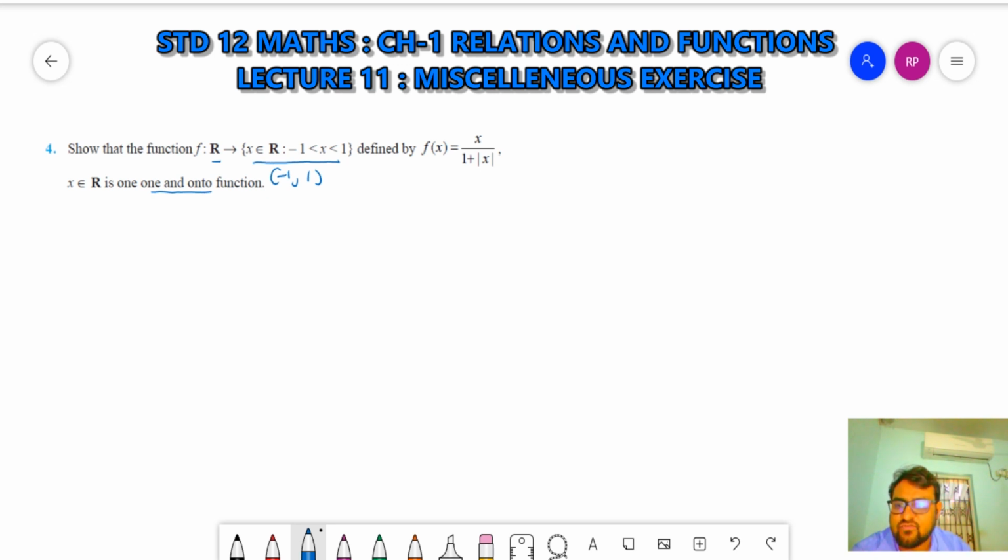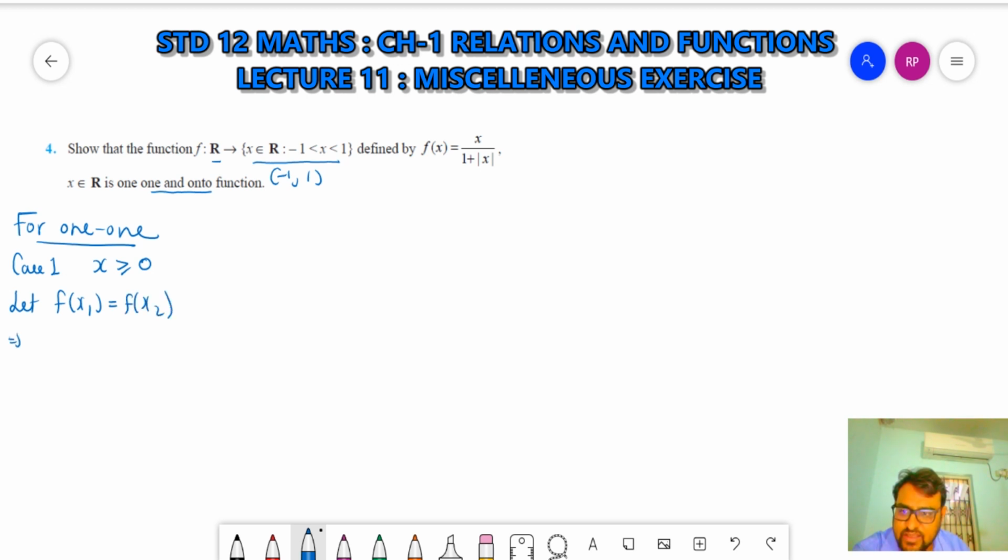Okay, so let's start first for one-one. Now for one-one again there will be, sorry, two cases here, it is again modulus, so x can be greater than 0 or x can be less than 0. So case 1, x is greater than or equal to 0. Let f of x1 equal to f of x2. So what does that imply?